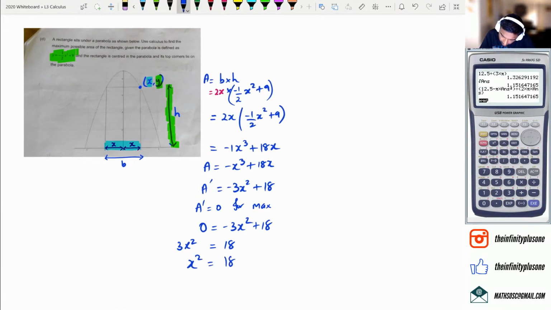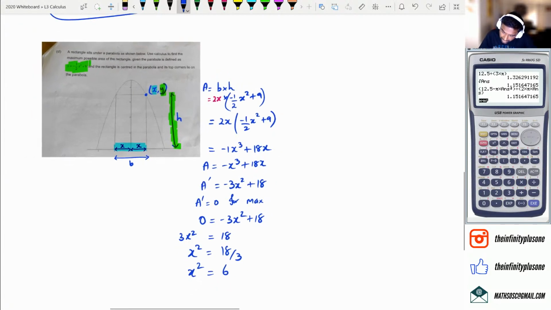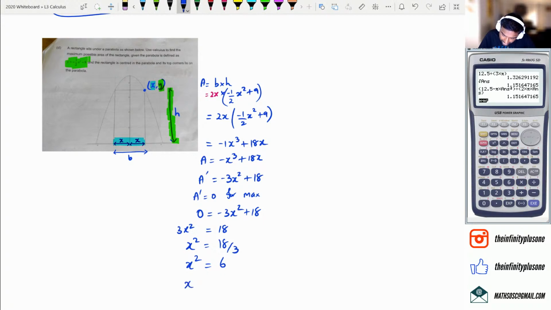X squared equals 18 over 3. X squared equals 6. Now we can put down x is equal to plus or minus square root of 6. But we don't really have to worry about the negative square root of 6. All it's saying is that the max happens at negative or positive square root of 6, but we're only going to be focusing on the positive one. I'll tell you what, Kelly, I'll put an isosceles triangle after this just to show you.